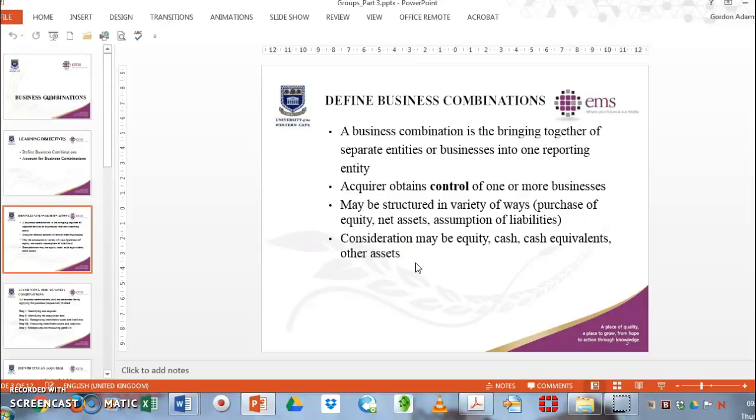It's basically a bringing together of separate entities or businesses into one reporting entity. And it's done so by the parent company, the acquirer, obtaining control over one or more businesses, which we refer to as the acquiree or the subsidiary. The consideration for the acquisition of the subsidiary may be paid in equity, cash or cash equivalents, or other assets.